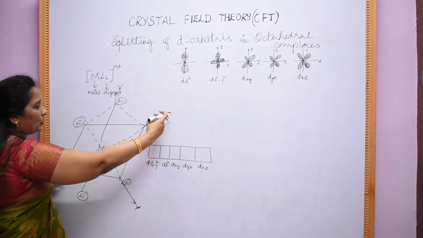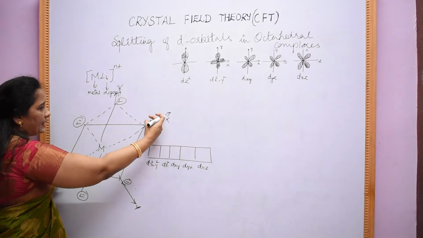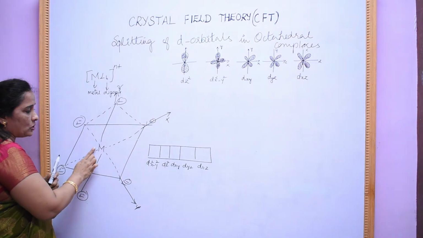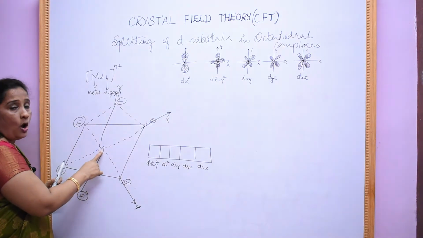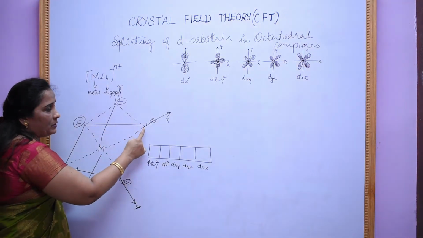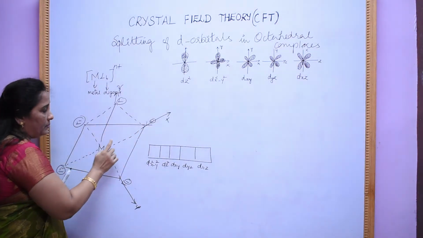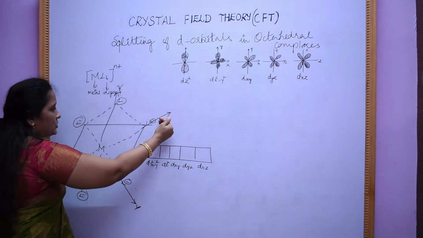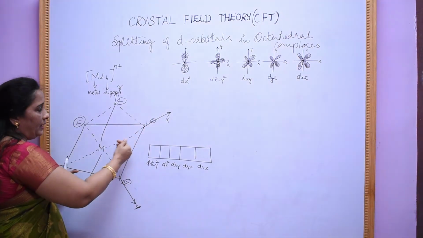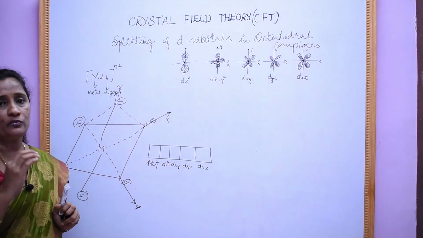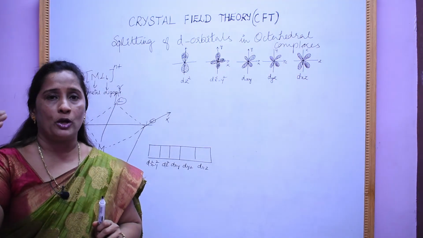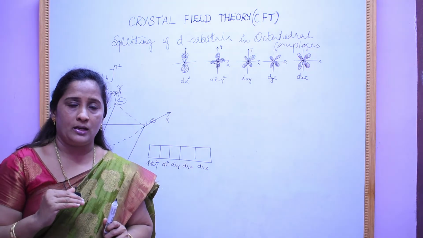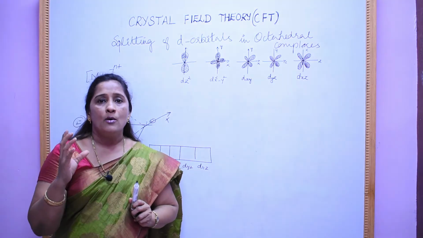Suppose the ligands are approaching the central metal cation from either end of each of these axes. The electrons in the d orbitals of the metal are repelled by the negative point charges. Let me repeat once again: when the ligand approaches the central metal cation along each of these axes, from both sides, the electrons in the d orbitals of the metal are repelled by the negative point charges. We have to recall what we studied under the salient features of crystal field theory, right? We are considering the ligands as point charges.